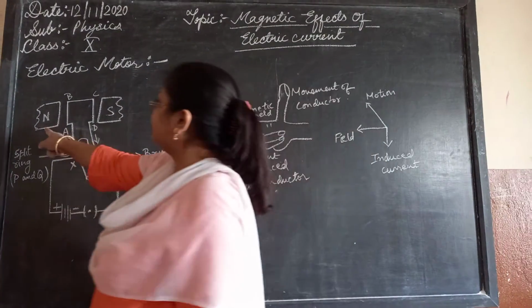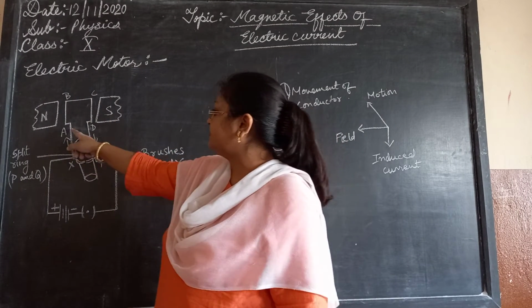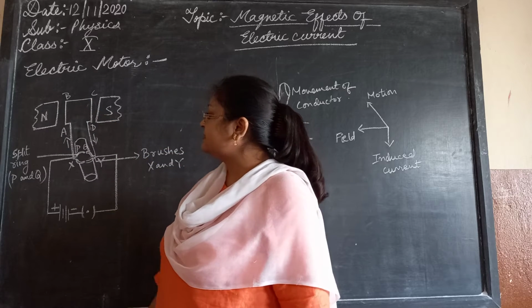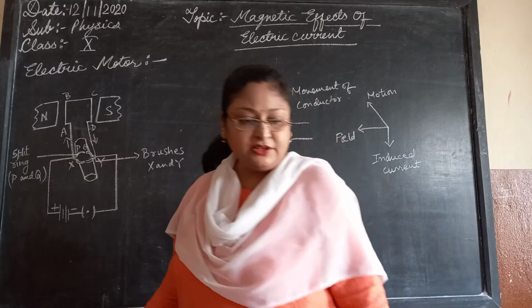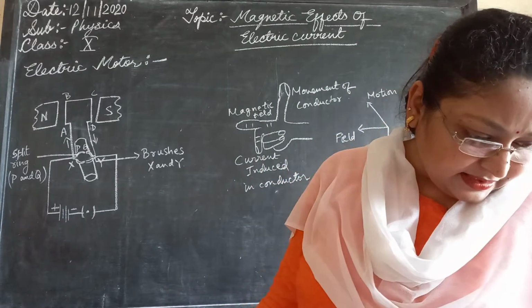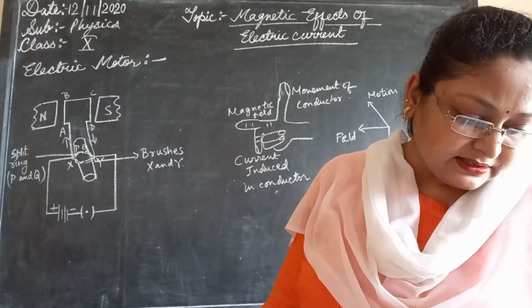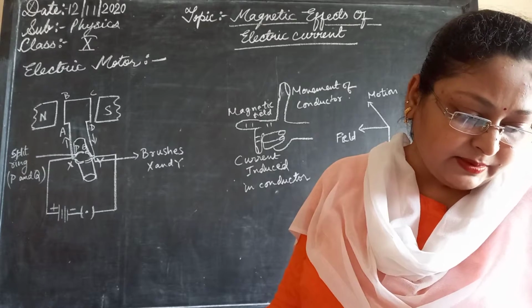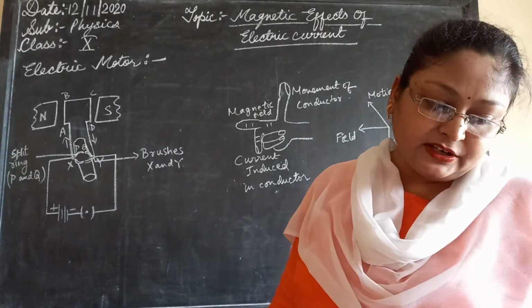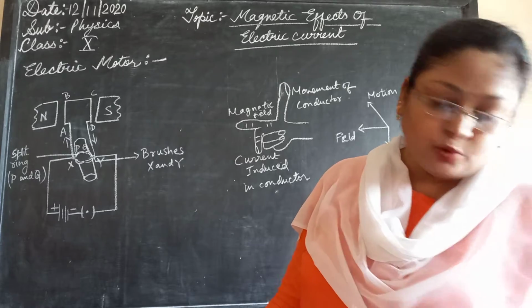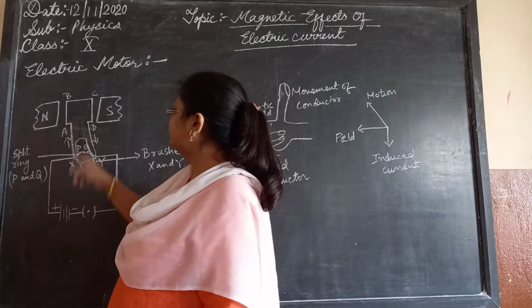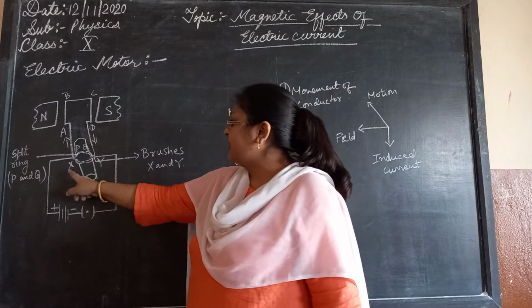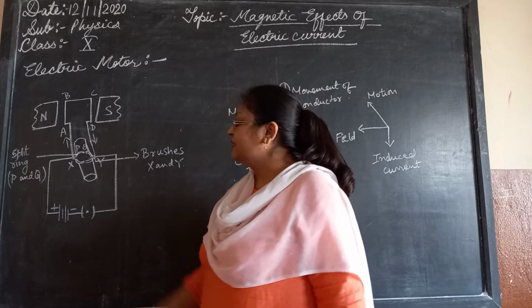Here we are taking two magnets, N and S. There is a split ring, and this is the coil ABCD. ABCD is a rectangular coil of insulated copper wire, and the coil is between the two poles, north and south. This is the split ring, defined by P and Q, and the brushes are X and Y, and it is connected with the battery and the key.